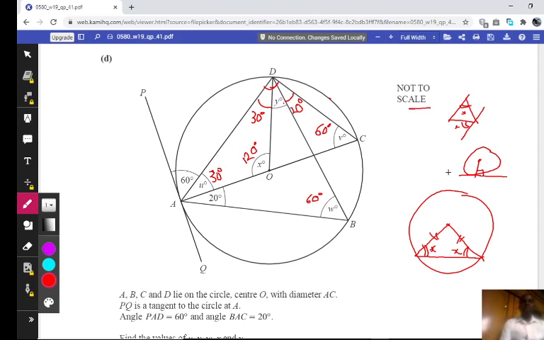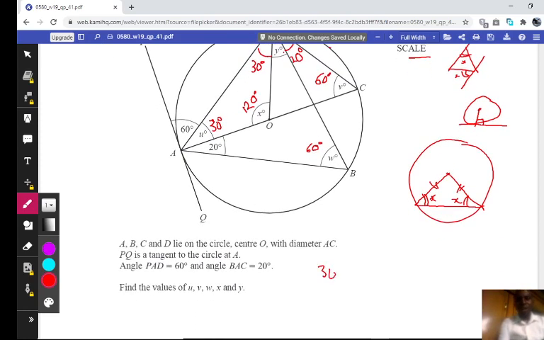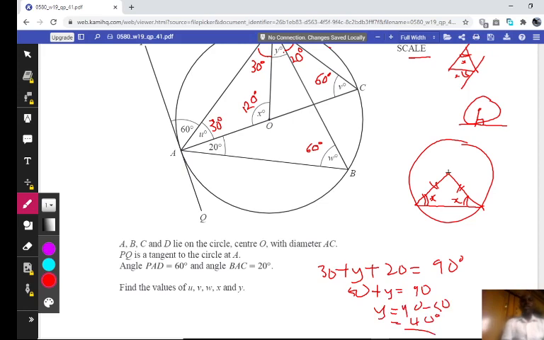30 plus Y plus 20 is equal to 90 degrees. Then here it will be 50 plus Y is equal to 90. So your Y will be 90 minus 50, which is equal to 40 degrees. So your Y is 40 degrees here.